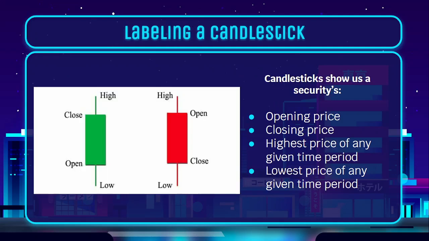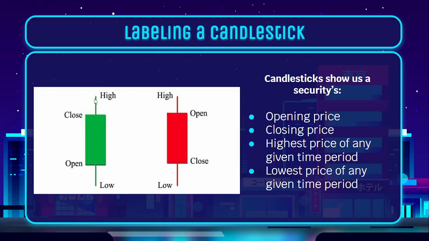So what is a candlestick? A candlestick is going to show us the opening price and the closing price. It's also going to show us the highest price of any given time period, and the lowest price of any given time period. This green candlestick closes higher than the open. With every green candlestick, the open is going to be at the bottom of the body.